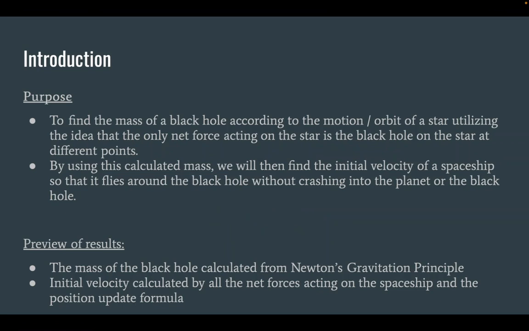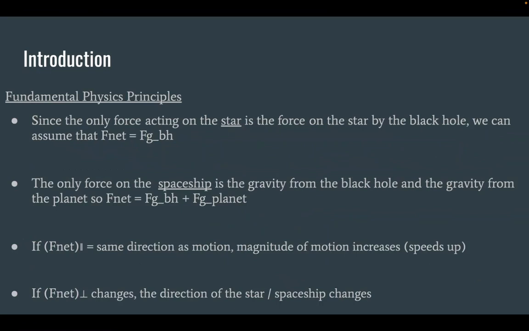and we're using that to calculate the initial velocity specified above. For fundamental physics principles, since the only force acting on the star is the force of the black hole on the star, we can assume that F net is equal to the force of gravity of the black hole. The only forces on the spaceship are the gravity from the black hole and the gravity from the planet. So in this case, F net is the force of gravity of the black hole and the force of gravity of the planet. If F net parallel is in the same direction, the magnitude of motion increases. And if the perpendicular component changes, the direction of the star or spaceship changes as well.